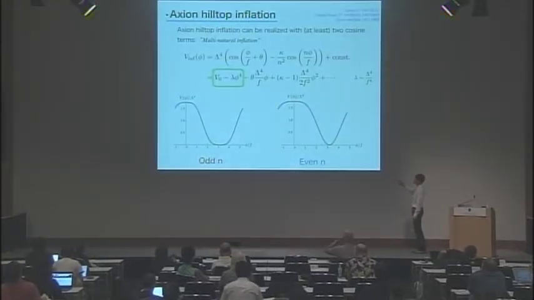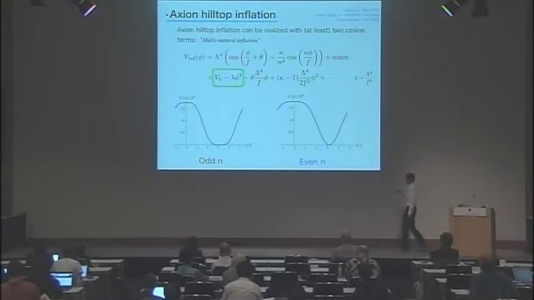So with 2 cosine terms, and for certain parameters, so for certain values of relative phase and relative height, you can make the potential very flat around the top of the potential like this. And so it is approximately given by the constant terms minus some quartic terms. So quartic hilltop inflation is possible with 2 cosine terms.